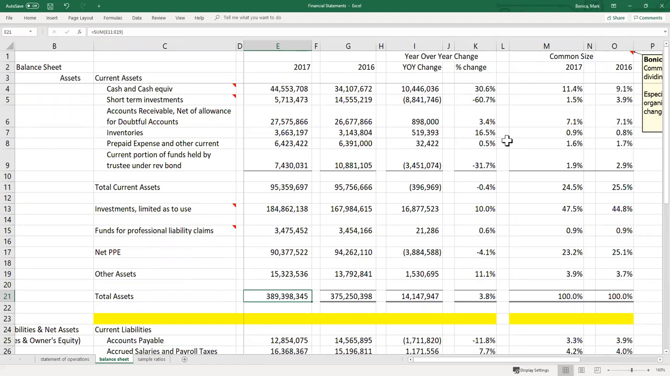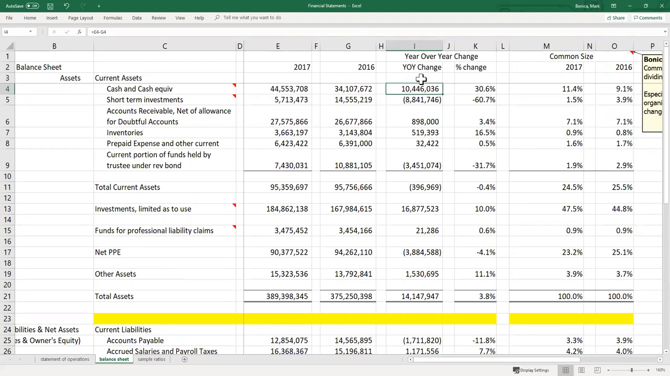When I start to do an analysis of a balance sheet or a financial statement, the first thing I'm going to do is run my eyes down the 2 years that I've got. So I've got 2017 and 2016, and I'm looking for changes. For example, cash went from $34 million to $44 million. Well, that's a significant number, right? Like $10 million. On an organization with $389 million in assets, $10 million is a significant number.